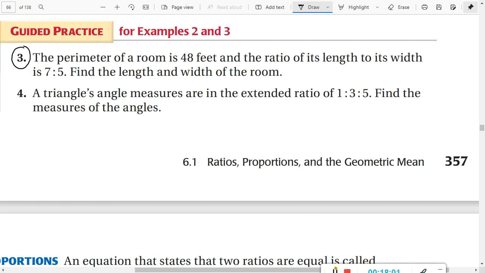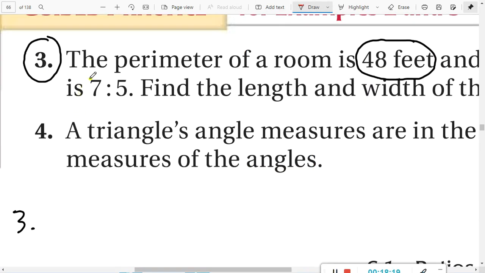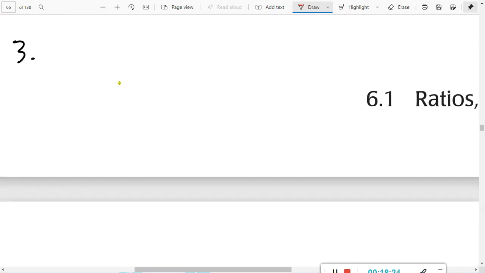All right, number 3. It says the perimeter of a room is 48 feet. The ratio of its length to width is 7 to 5. Find the length and width of the room. All right, let's see here. It says the length to the width is 7 to 5. Okay, so I'm just going to write it as L over W. So that ratio is 7 to 5.